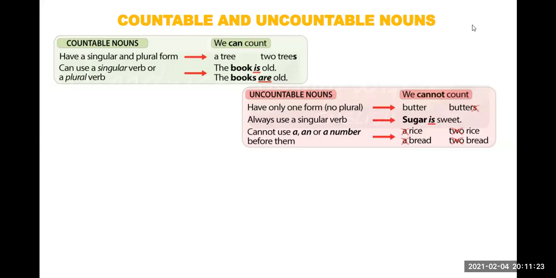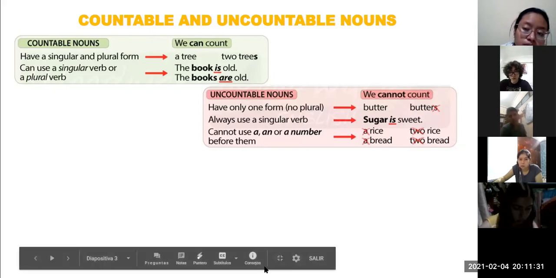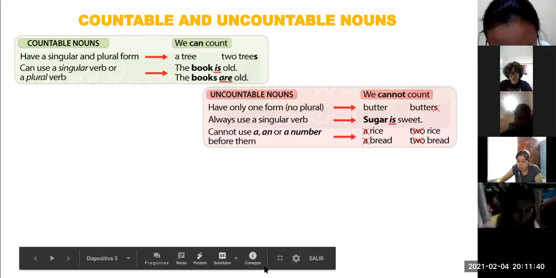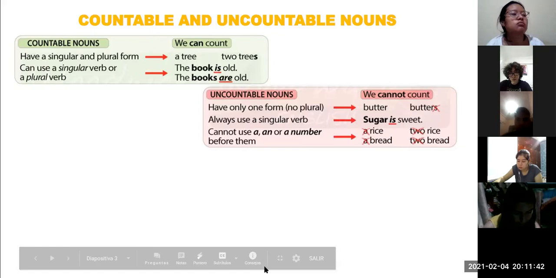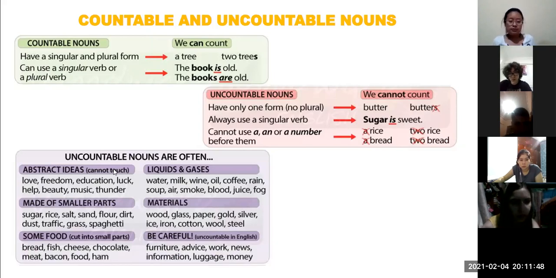I want you to tell me what categories of uncountable nouns do you think there are? What uncountable nouns do you remember? Any ideas? No? Okay, so we have uncountable nouns and we have different categories for these uncountable nouns, okay?